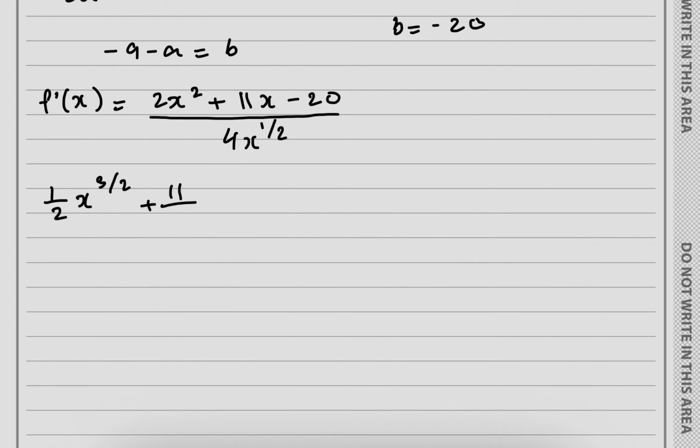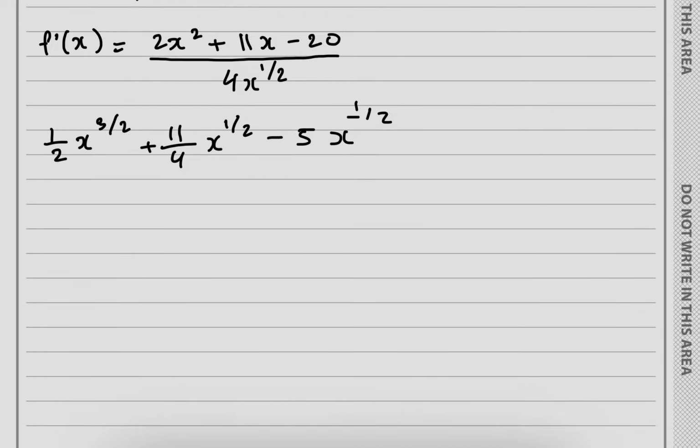Plus 11 over 4x, 1 minus a half is a half. Minus 20 divided by 4, that's minus 5. Minus 5x to the negative half. Feel free to write each division separately if it makes it easier for you, it's perfectly all right. So this is our gradient function, and now we do have to integrate it.